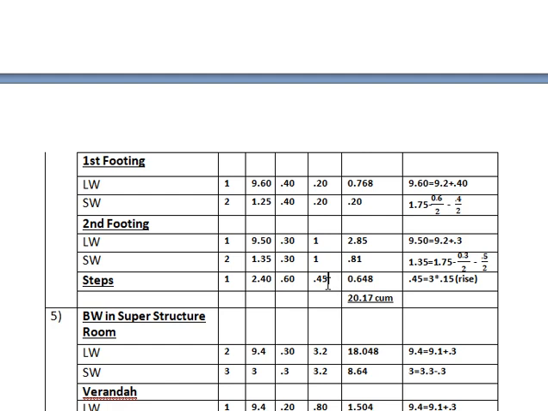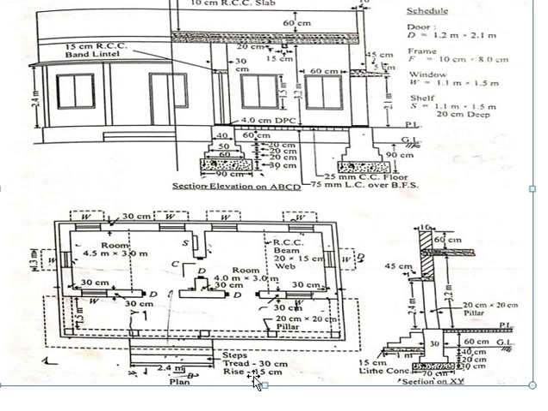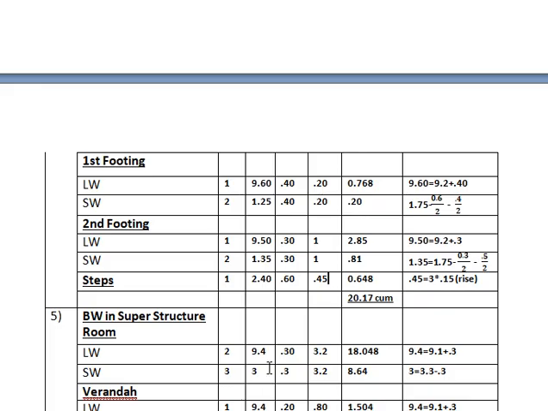Now how will we calculate the total height of the stair as 0.45? Let me tell you from this plan. The rise is given as 15 centimeter, and the total number of steps is 3. The risers will be 3, so 3 multiplied by 15 centimeter turns out to be 45 centimeter, that is 0.45 meter. That's why 0.45 meter is taken as the height in case of the step. Multiply them and you will get the quantity. Add all of them and you will get the total brickwork in foundation.